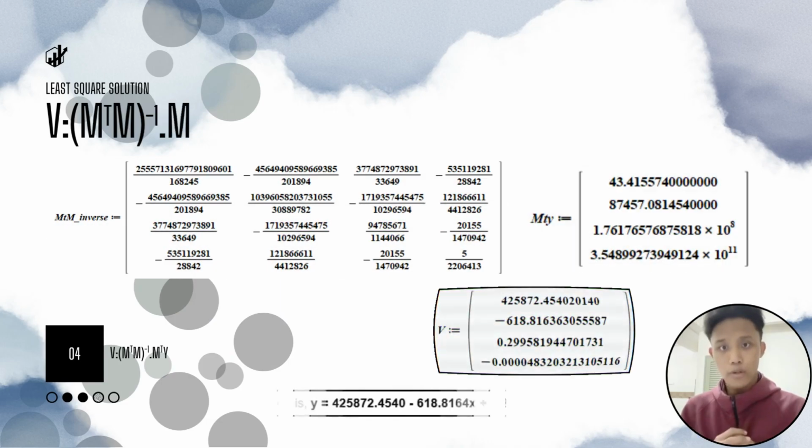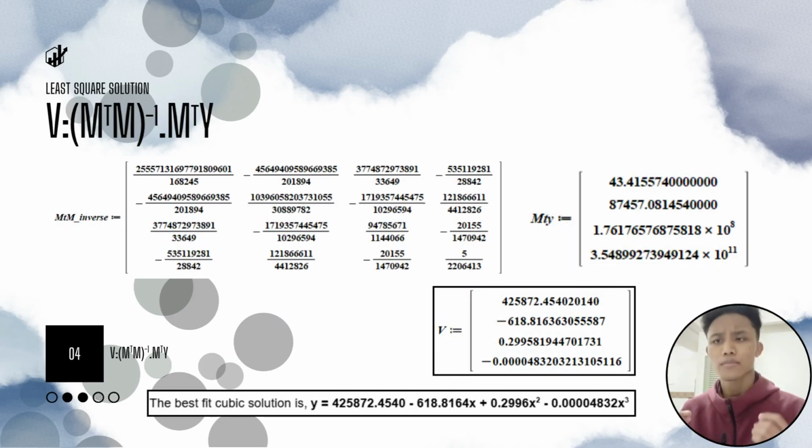To isolate our parameter vector v, we must multiply both sides of our system by the inverse of our 4x4 matrix. On the left, you see the exact fractional representation of this inverse matrix, which guarantees absolute numerical precision. When we multiply this inverse by our M transpose Y vector, we get our definitive solution vector V.